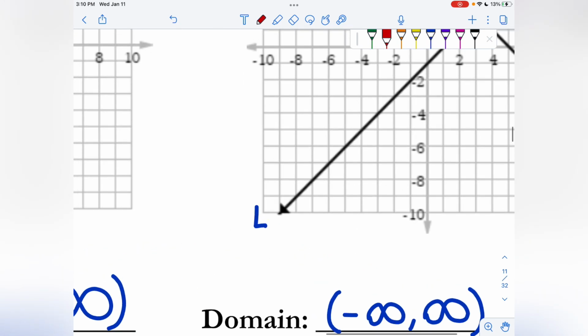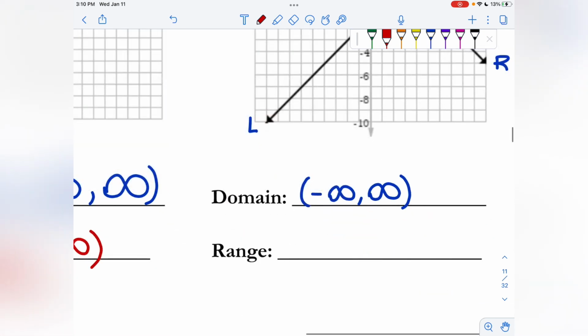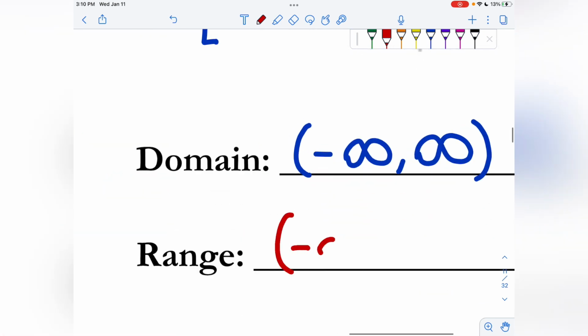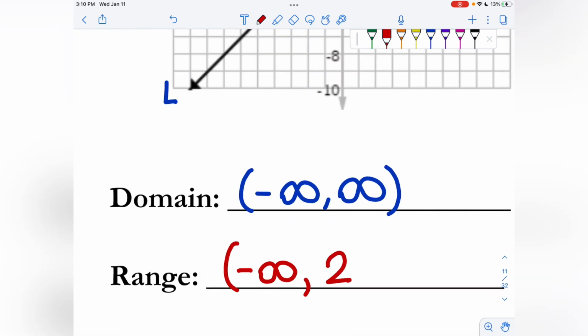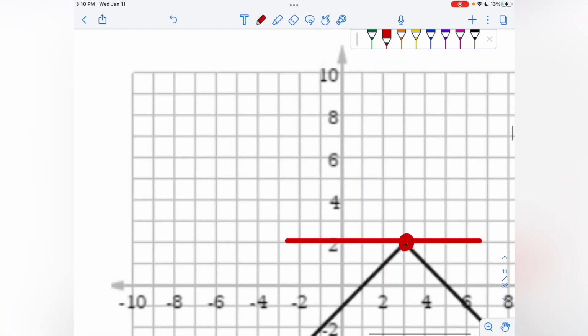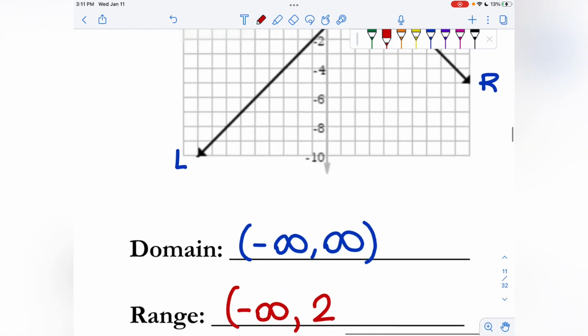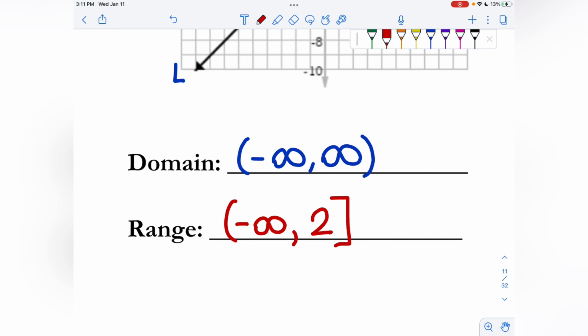For the range, the bottom, this does go down forever because the arrows are going down. So if it goes down forever, we have to start at the bottom, which is negative infinity, and it goes up till here. So the top is 2. Since we don't physically see an open circle, we assume it's closed, which means we include 2 with a bracket.